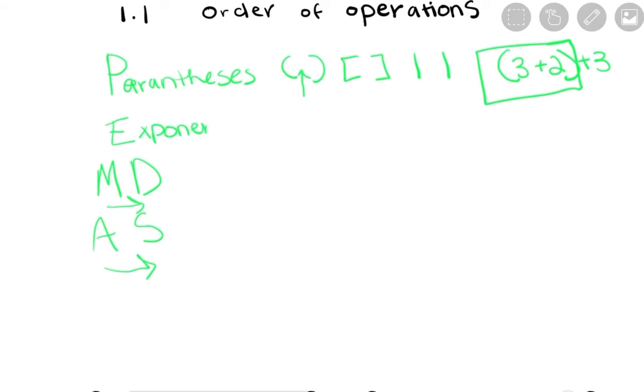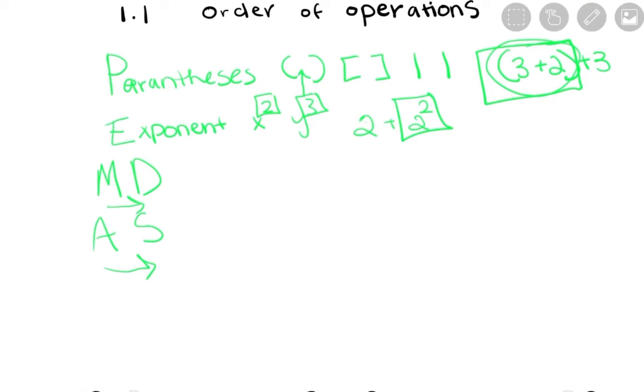Next is exponents. Exponents are all of those squared, cubed, so if it's like x squared or y cubed, these are the exponents. This is going to be our second step. After looking for parentheses, we're going to look to see if there's any exponents that need to be solved. So if it said 2 plus 2 squared, we're going to do this first.